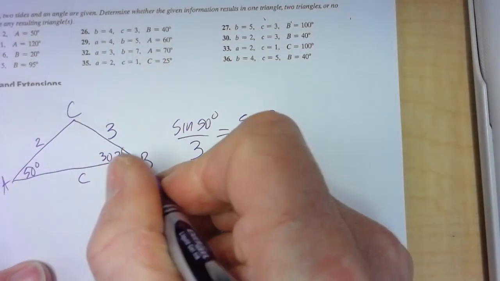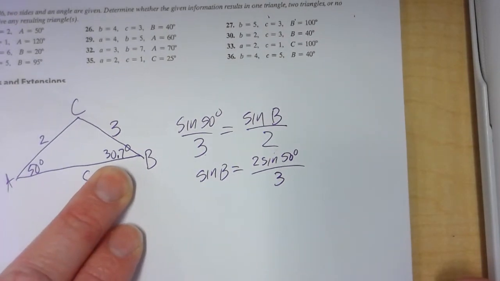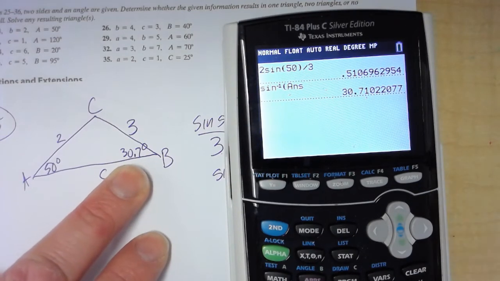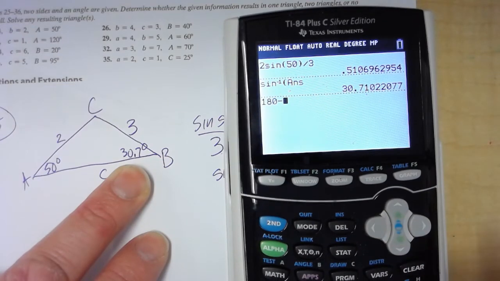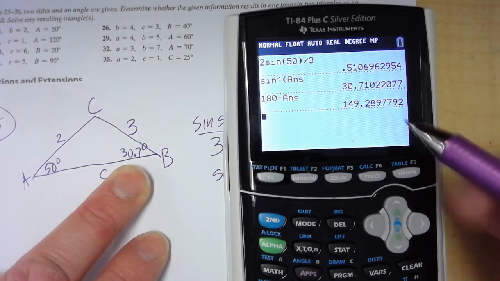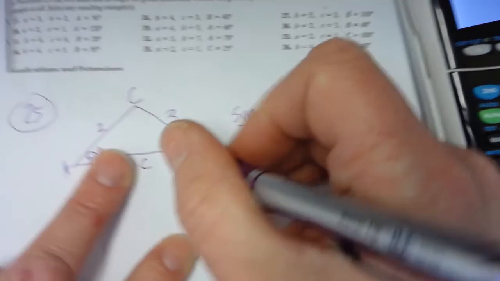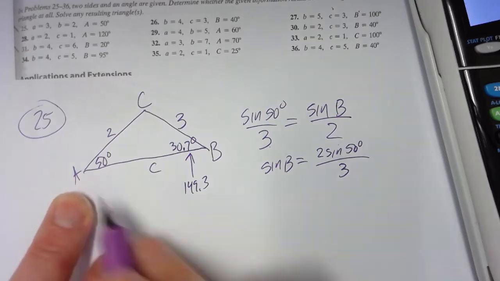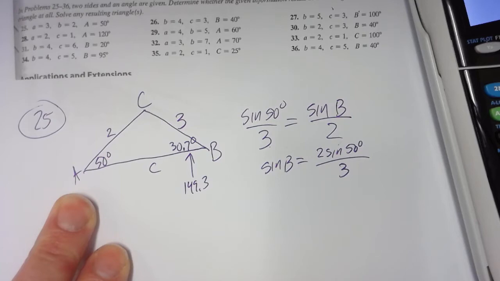So 30.7 degrees. Now, what other angle associated with that would have the same sine? Well, it would be the one that would make 180. So if we do 180 minus the last answer, it would be 149.3. So could this angle right here be 149.3? Well, the answer is no, because if you put 50 and 149.3 together, then that's over 180 degrees. So we don't have to worry about the weird case on this one.